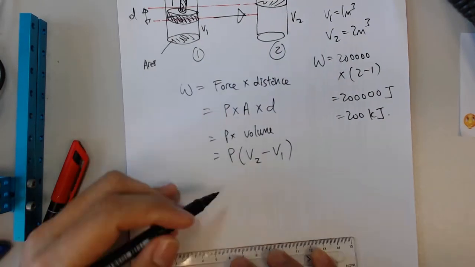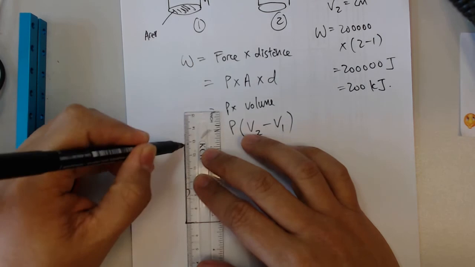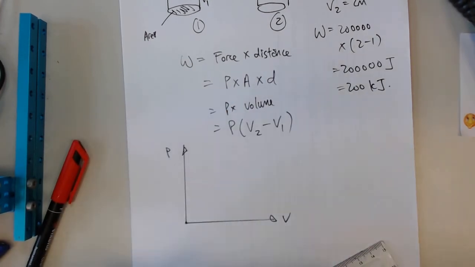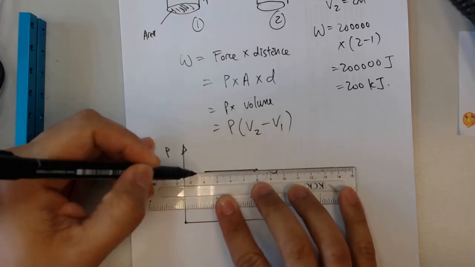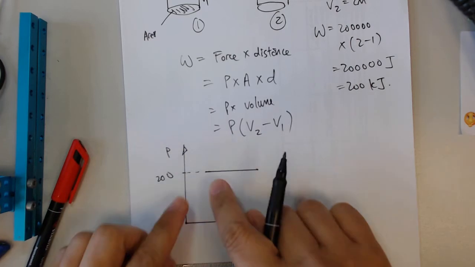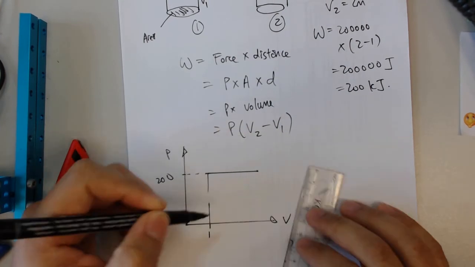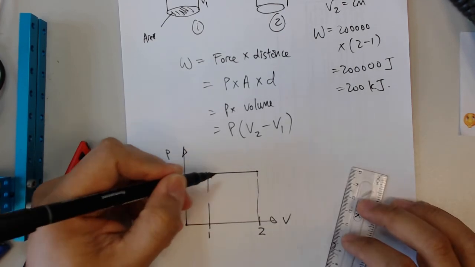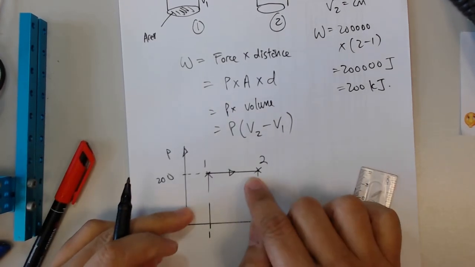If you plot it in a PV curve, a PV graph, we will always want to plot them this way. It will look like this: because it is constant pressure, it will have the same pressure value here, 200 kilopascal, and it will go from 1 meter cube to 2 meter cube, state 1 to state 2. So this is where it's going.